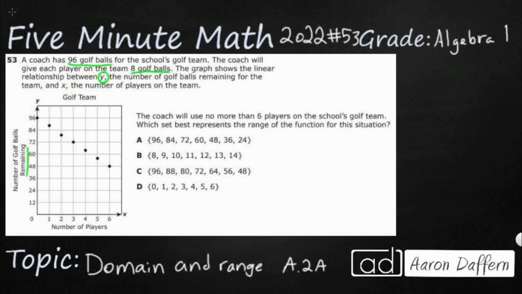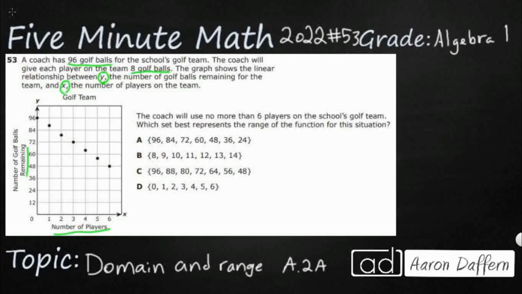So he's starting with 96. As he gives those sets of 8 away, the number remaining decreases. So that's why it's got a downward slope. And then he's got x, the number of players on the team. So as we go farther to the right on the x-axis, the graph is going to get lower and lower because he keeps handing out sets of 8 golf balls.